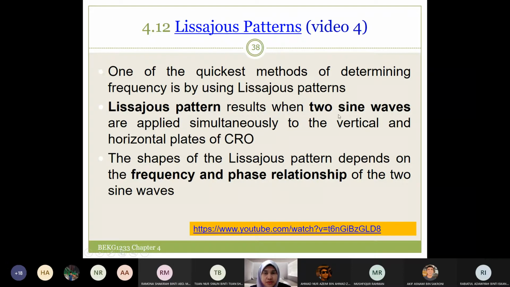When there are two sine waves, we can analyze the phase shift and the frequency of the two signals by using Lissajous pattern. The shapes of the Lissajous pattern depends on the frequency and phase relationship of the two sine waves.